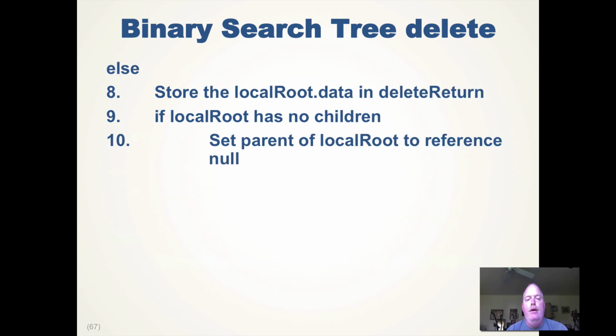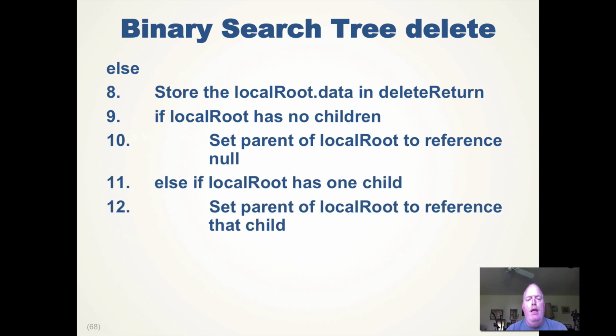and then we have to see whether or not the node that we're deleting has any children. If it has no children, we're good. We set the parent root of local to null because we just removed that node from the tree. If it has one child, we make that one child the child of the parent. So we move that one child up one position in the tree.